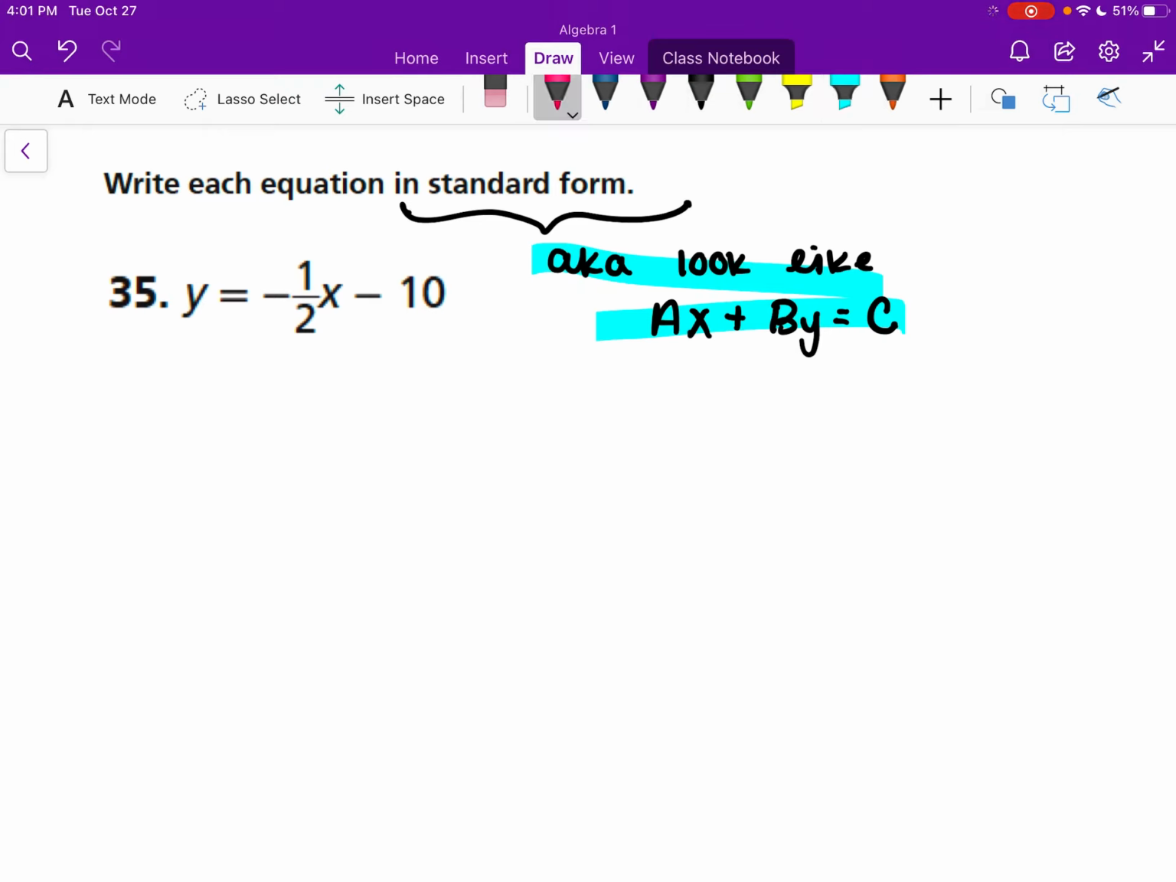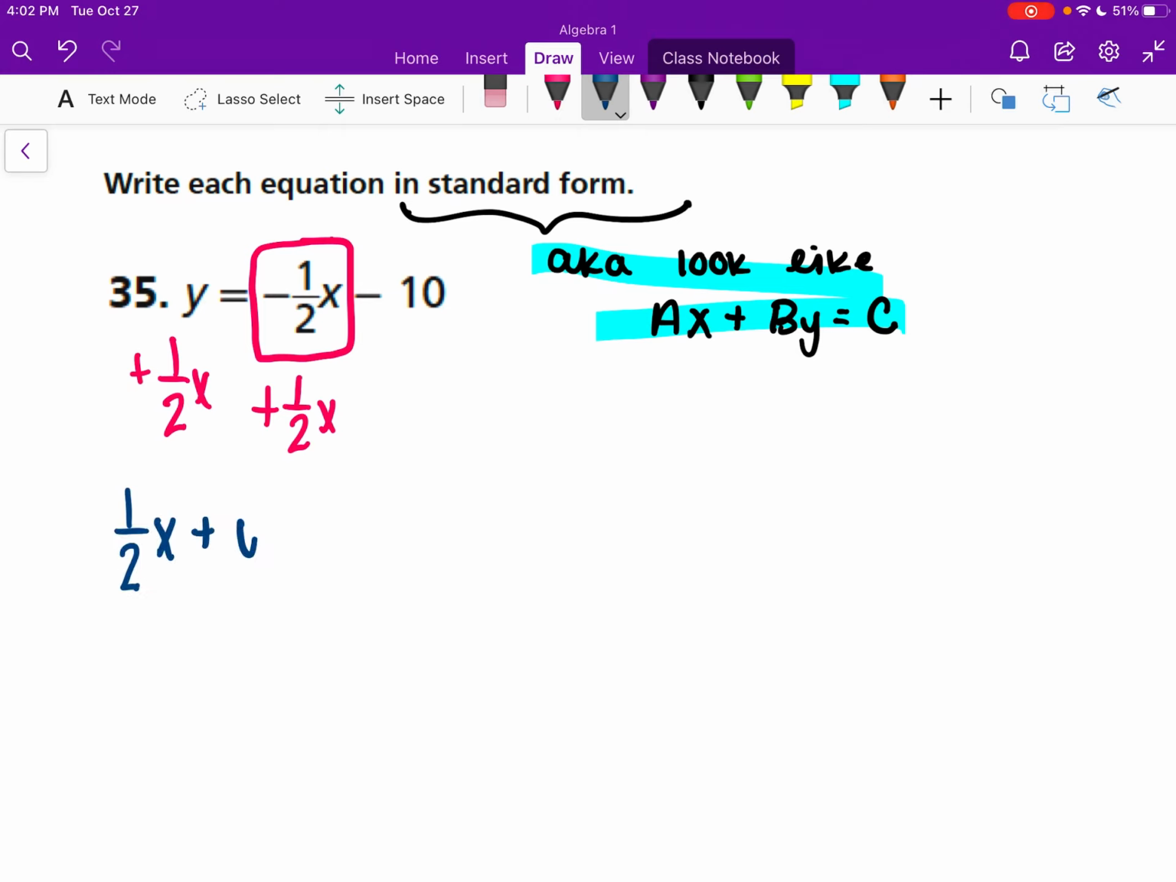I'm going to start by gathering my x and my y on the same side, which means I have to move this negative 1/2 x. I have to move it to the other side using an opposite operation. So I'm going to add 1/2 x to both sides. And I want that to be first, so that's going to be 1/2 x plus y equals negative 10.